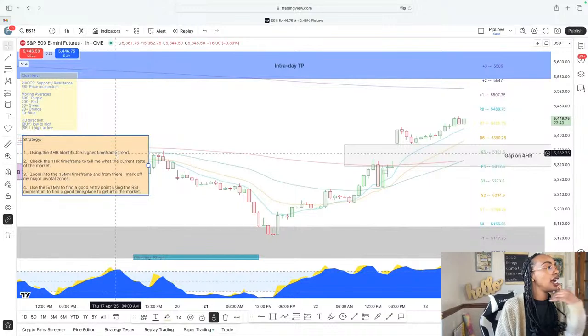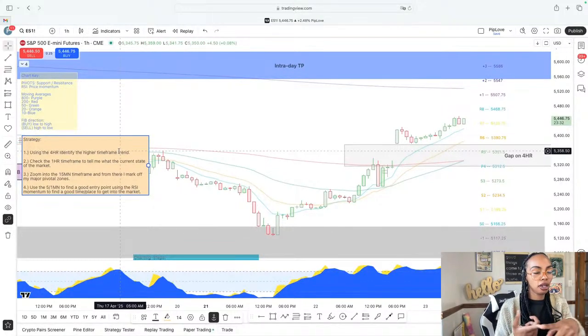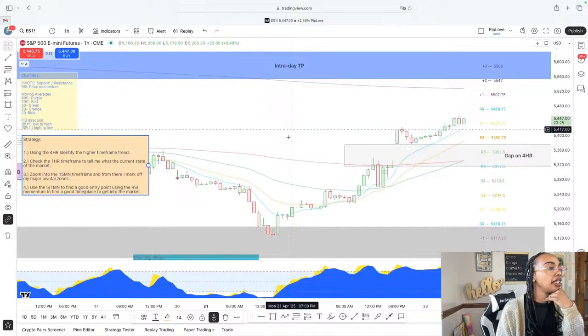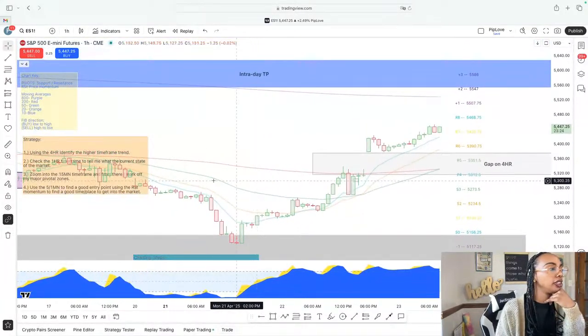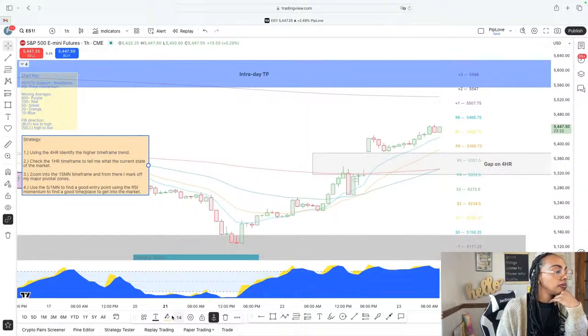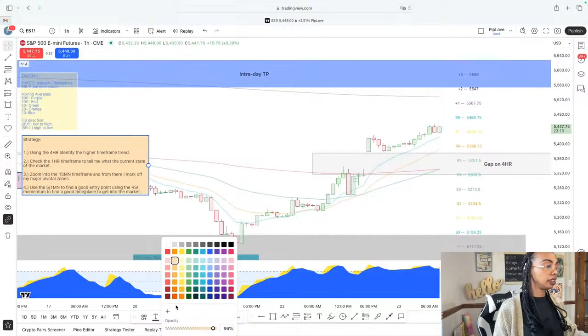Okay, now on the 1-hour, we're going to see what the current state of the market is in. Is the market still buying? Are we in a pullback? What's going on? So let's look at the 1-hour time frame from Monday. What has the 1-hour been doing? Tell me in the chat. Have we been buying, selling? Are we in a pullback? What's going on the 1-hour?